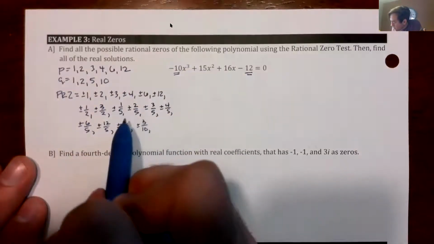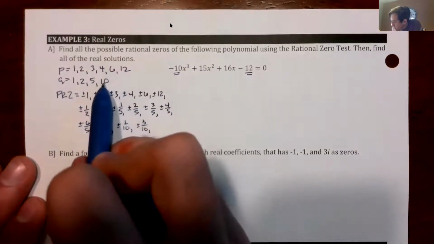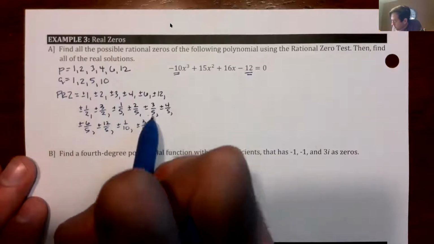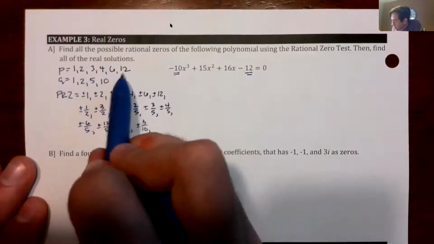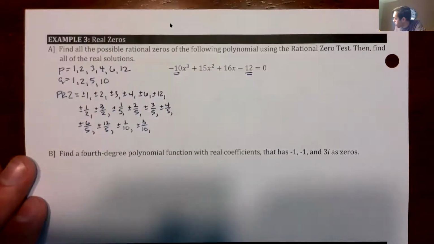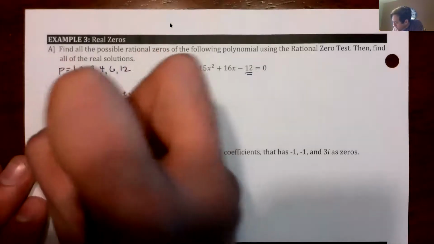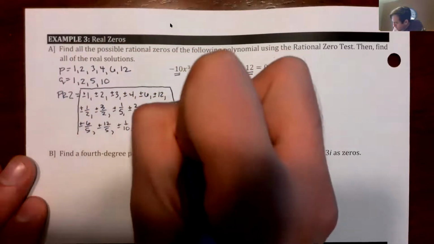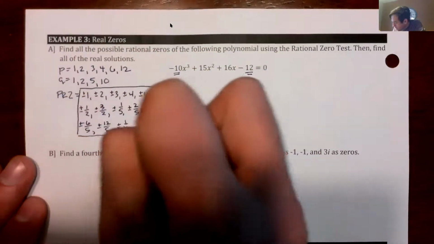4/10 is 2/5. I already have that. 6/10 is 3/5. I already have that. And 12/10 would be 6/5. I already have that. Okay, so that's all of them. Yep, I'm just checking my answer key. I did write all of them. So that is step 1. We found all of the possible rational zeros, and it was a lot.